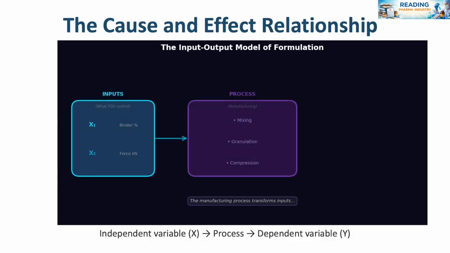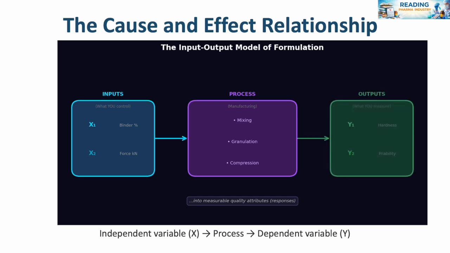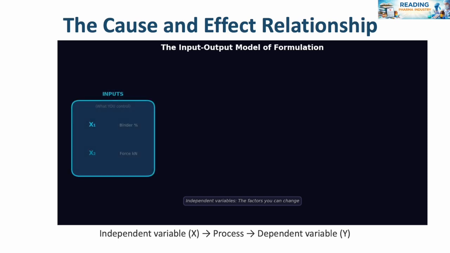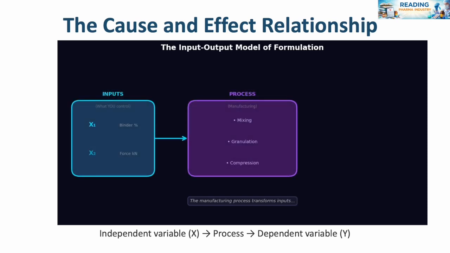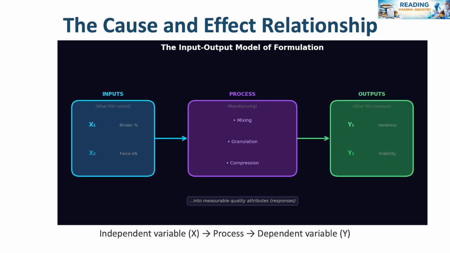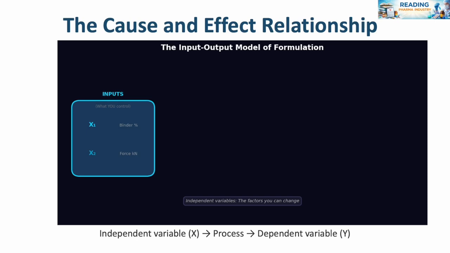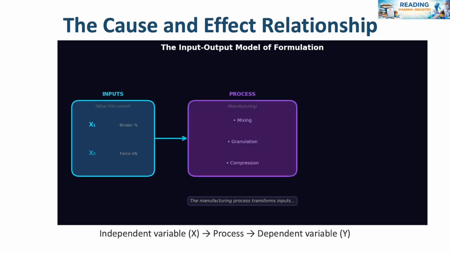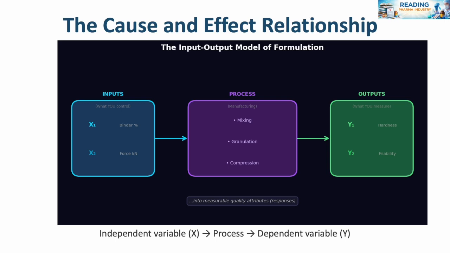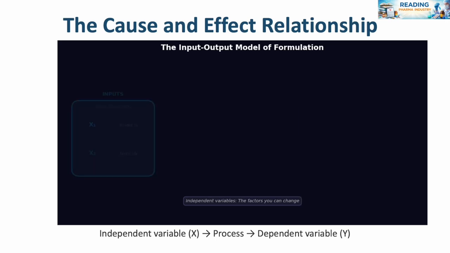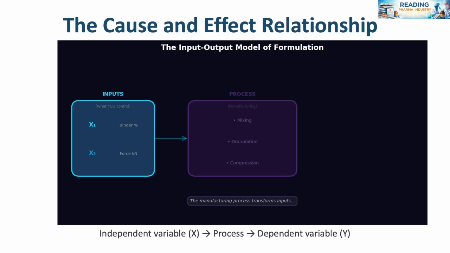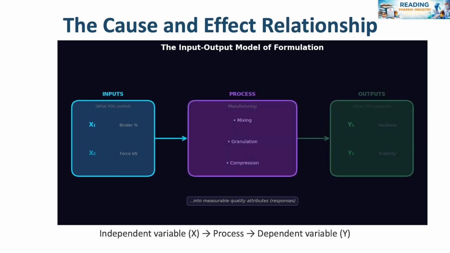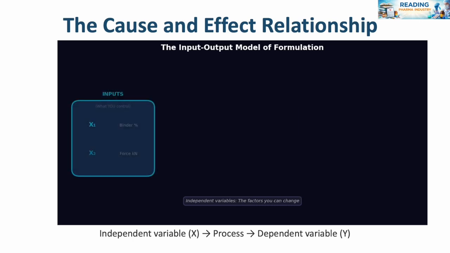So let's visualize this relationship, as you can see here. On the left we have our independent variables X, and like we said, this is the cause and this is what we control. In the middle there is a process. So you are doing basically the experiment, the manufacturing step, and that's what we are studying. On the right, you have our dependent variable, also called the output or Y, the effect that we are measuring.